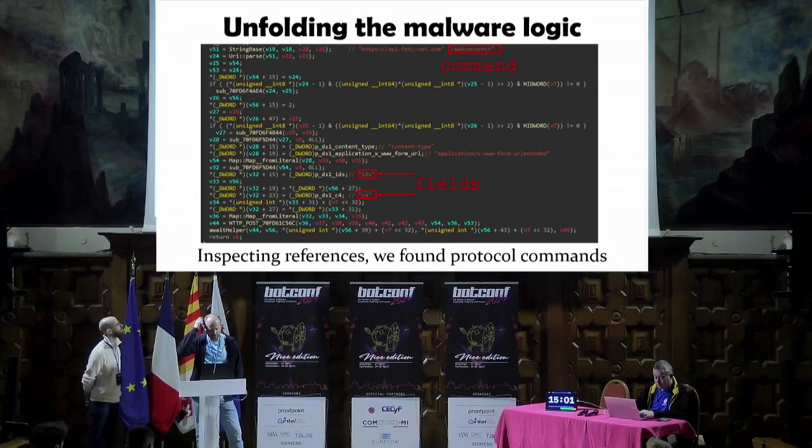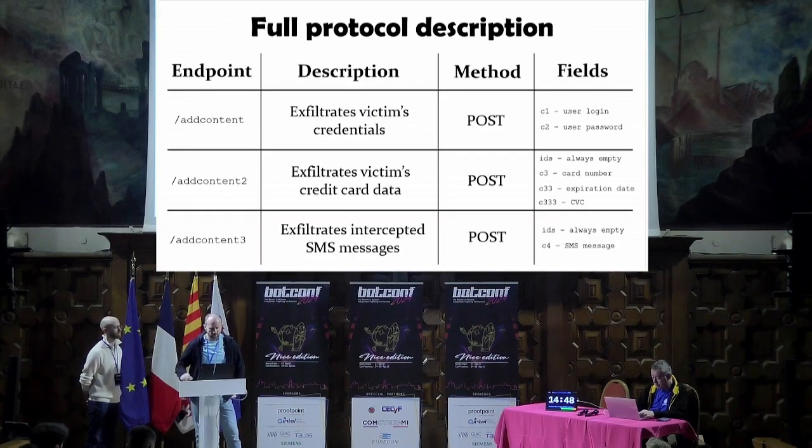Here is an example of one of these functions. You can see an endpoint named add content 3 and two fields, IDs and C4. And finally, after analyzing all functions that were referenced in the URL, the CNC URL, we can say that CNC supports three methods.